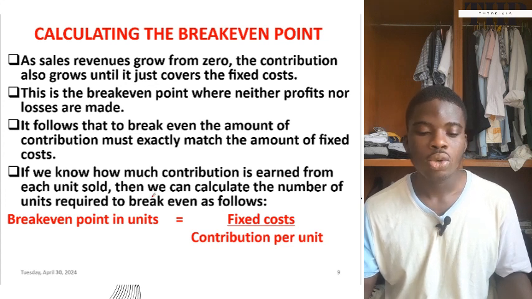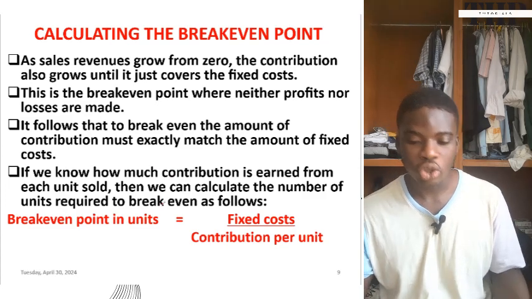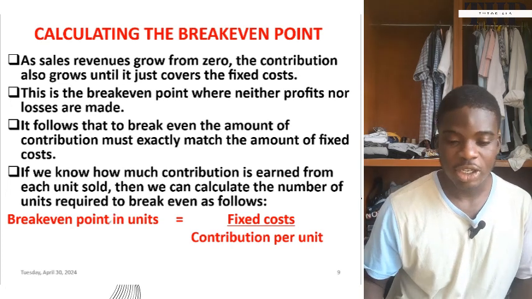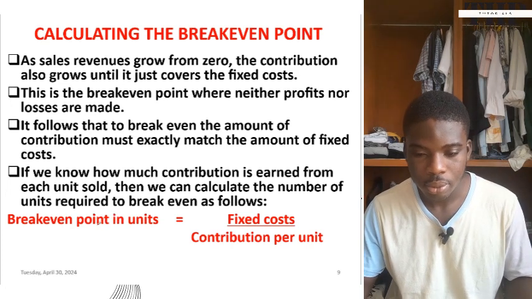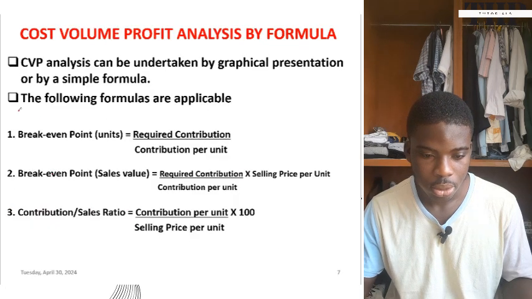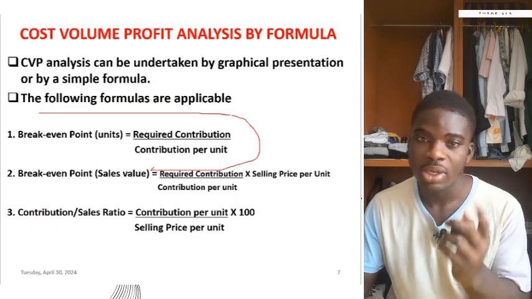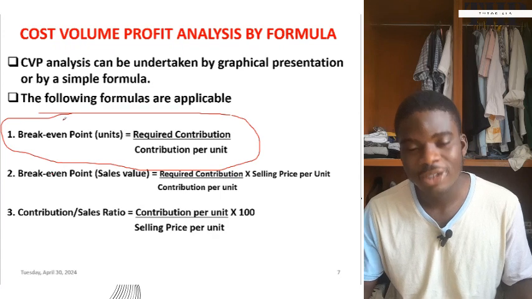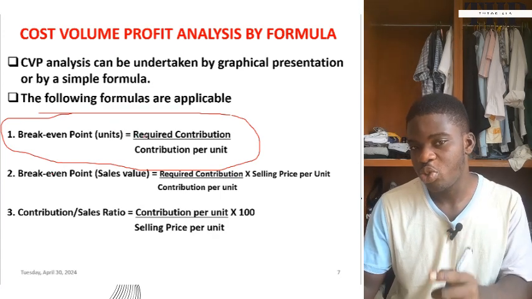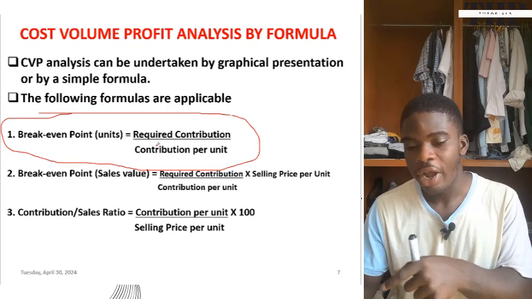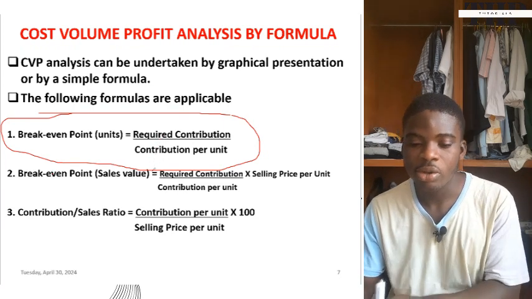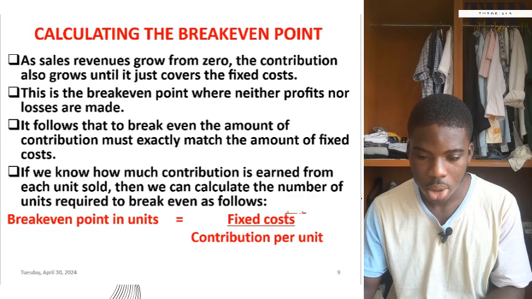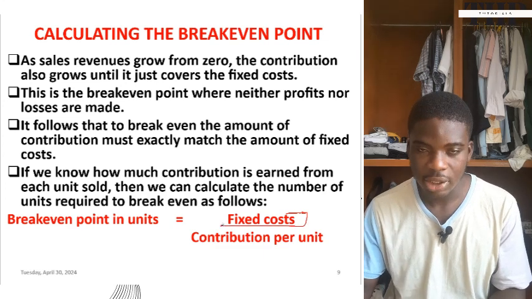Exactly. So the break-even point in units is given by your fixed cost over your contribution per unit. Remember I said earlier that the break-even point in units formula is the same as the one that I just talked about, right? But for this one, you see required contribution, which is the amount of contribution needed to cancel out your fixed cost. So this required contribution is the same as the fixed cost that I see over here.